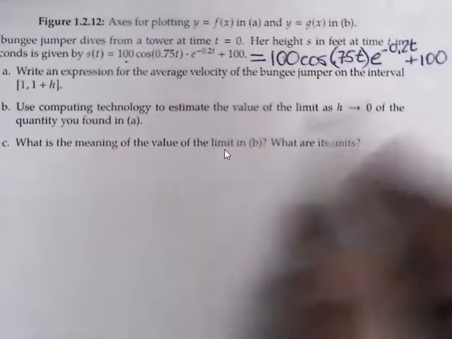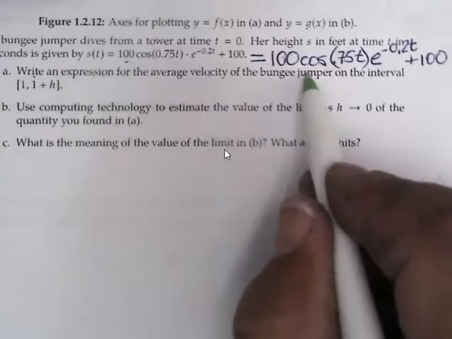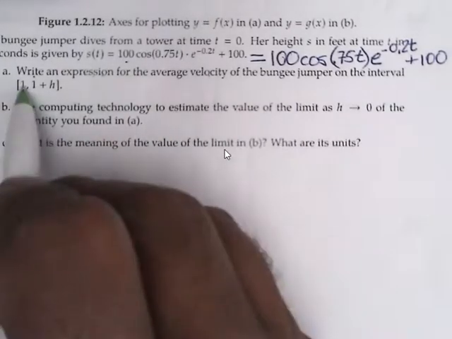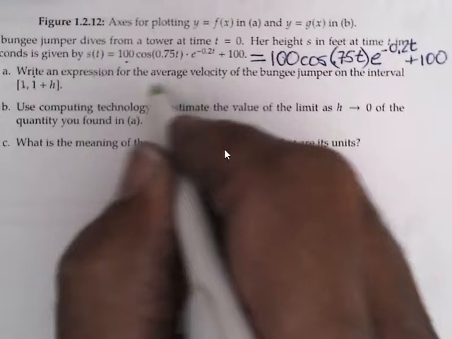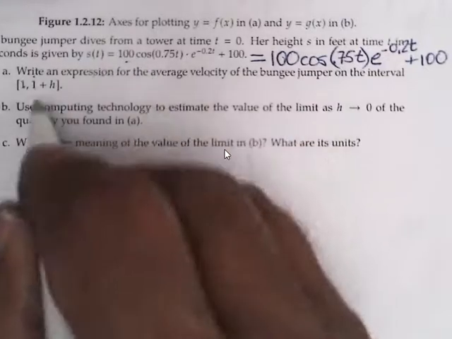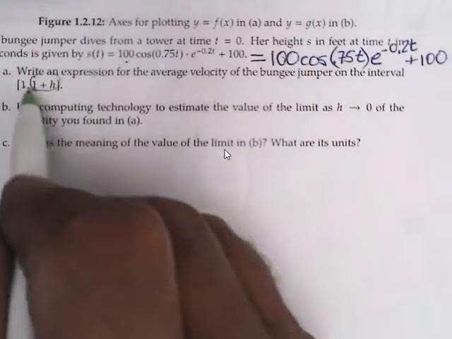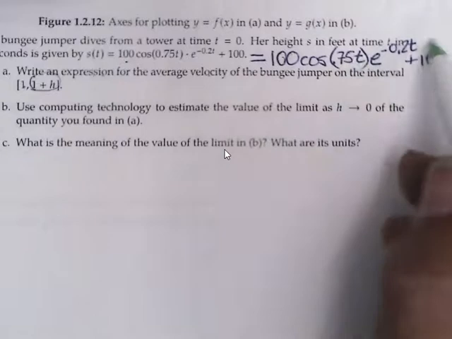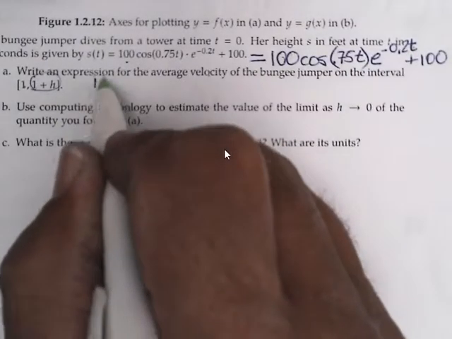Okay. Write an expression for the average velocity of the bungee jumper over the interval 1 and 1 plus h. So we find y2 minus y1 over x2 minus x1. At y2, if that's the x value, we put that in for the x, or in this case t, the independent variable.